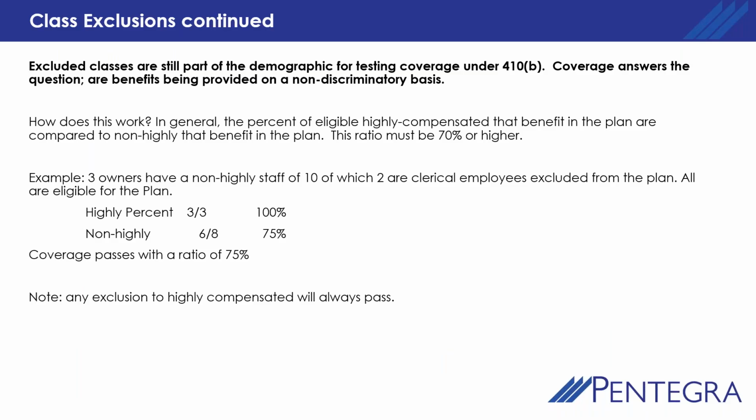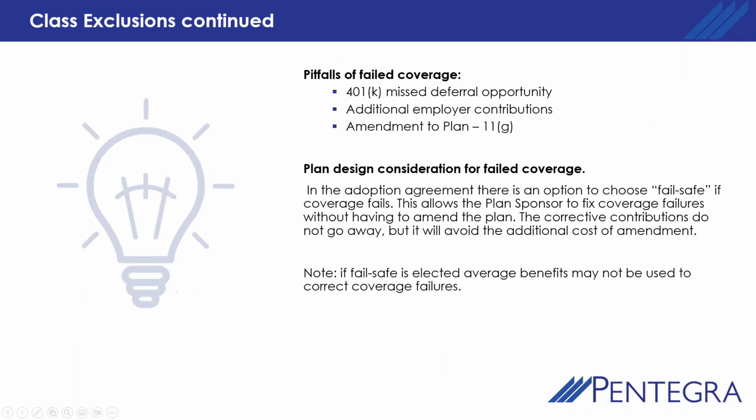The way that testing essentially works is you have the groups of the Highleys, and you do a fraction of how many Highleys benefit, and then you divide that by the non-Highleys, same thing. How many are benefiting, and it comes up with a ratio. So if you have a client that is looking to exclude classes, be mindful of the number of people in that class and compare that to the number of participants that will be eligible for that plan.